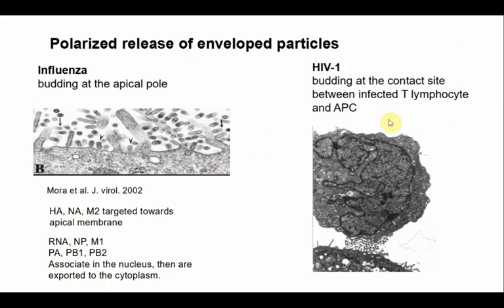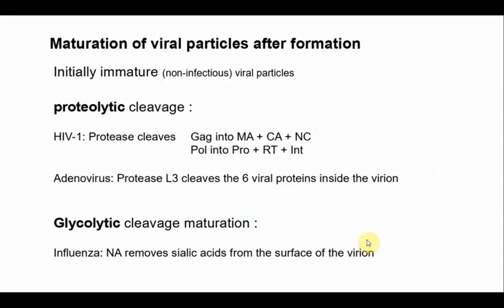And for HIV-1, something similar: when you've got interactions between an infected T lymphocyte and an antigen-presenting cell, then you get preferential release at the contact site between these two cells. So virus transmission is very, very efficient here. It's not like infected cells are just releasing a load of virus randomly into the blood or the extracellular fluid. I mean, that happens, but it's targeted. So you get much more efficient transmission from one cell to the next.